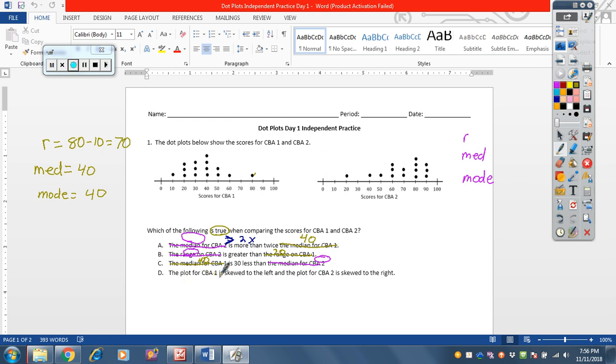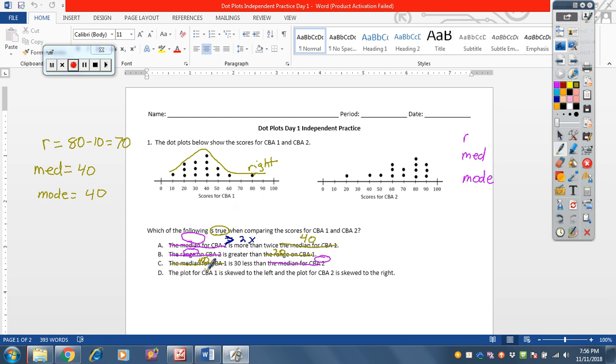D says the plot for CBA 1 is skewed left. So that's where you draw your hill and look for a tail. I do see a tail. Is it to the left? I think it's to the right. This would be my right hand that I would pull the cat with.